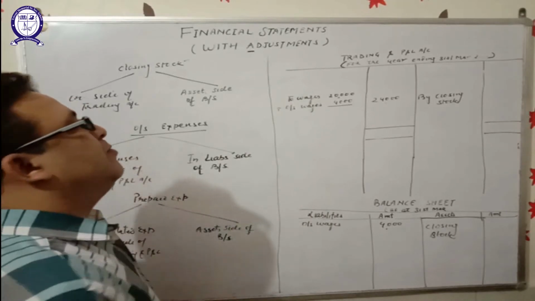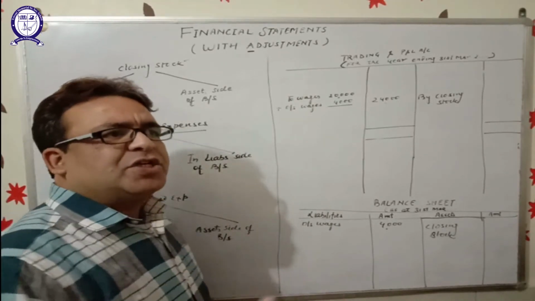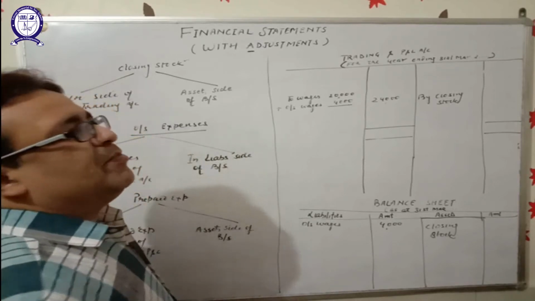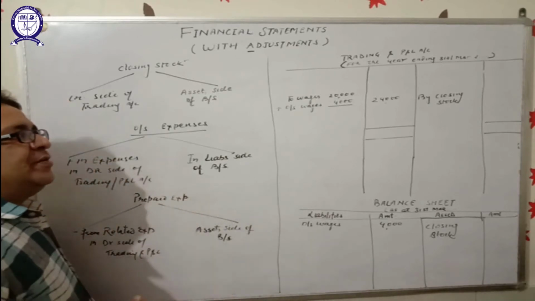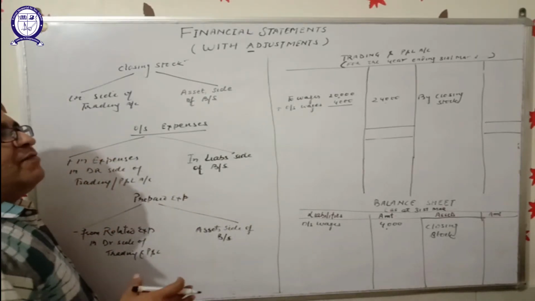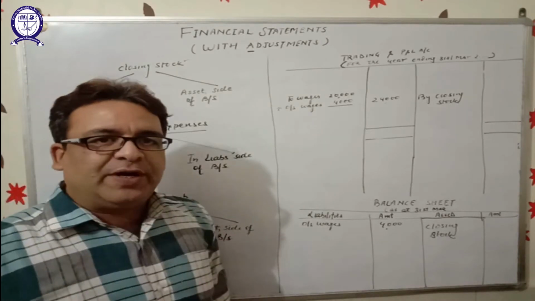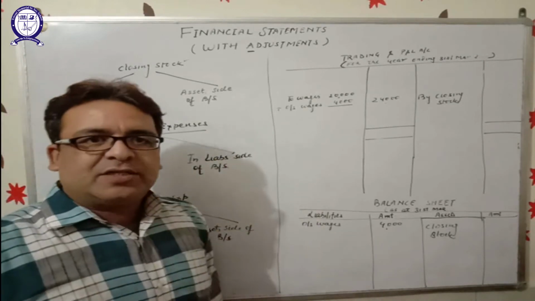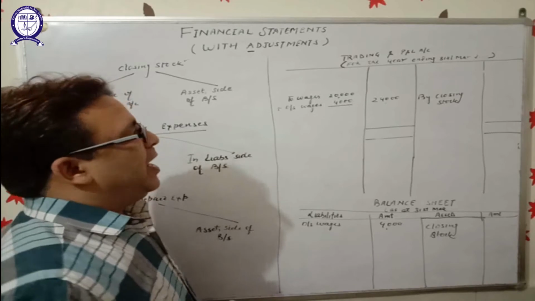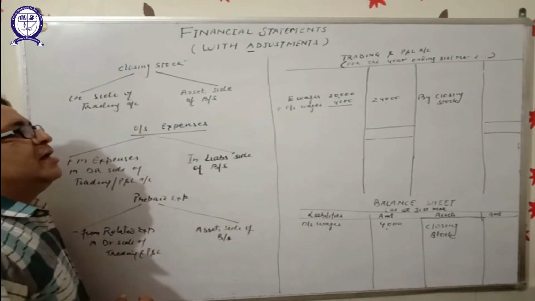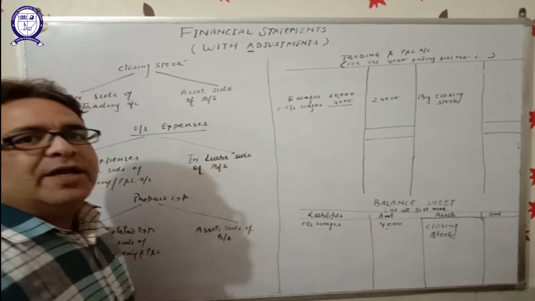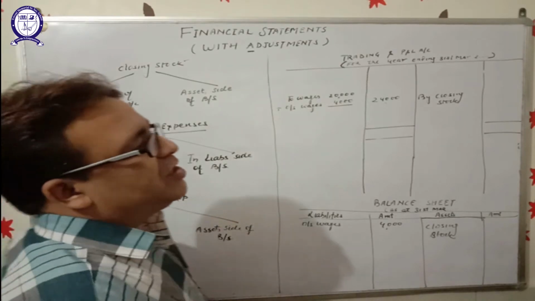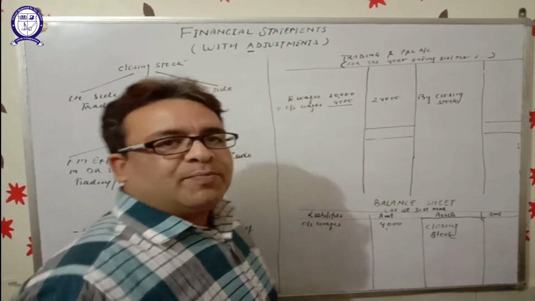Adjustments are some unrecorded transactions or some mistakes made by the accountant at the time of preparing journal or ledger. But if we want to find out the exact profit, we have to record the transactions which we have forgotten already, and we have to make the rectification of errors already done by the accountant. So we have to make some adjustment in our financial statement to find out the accurate profit.